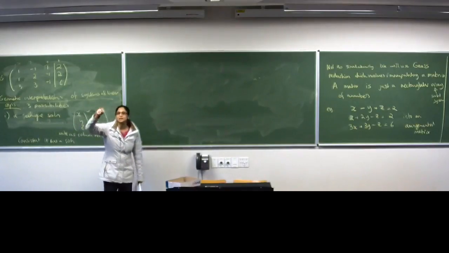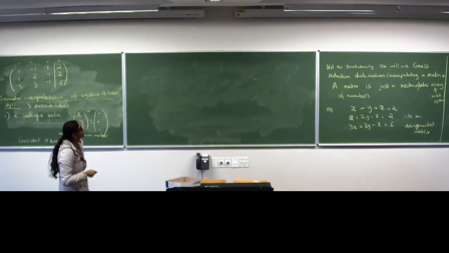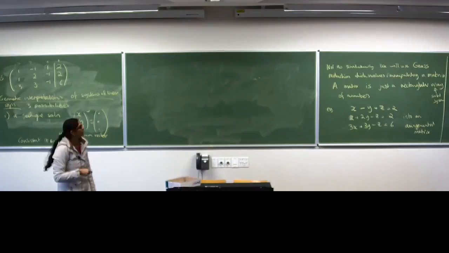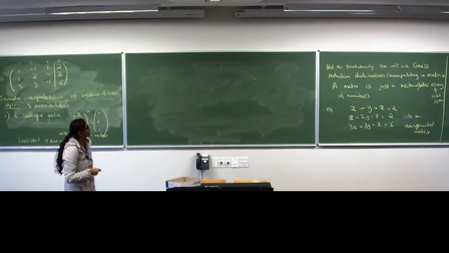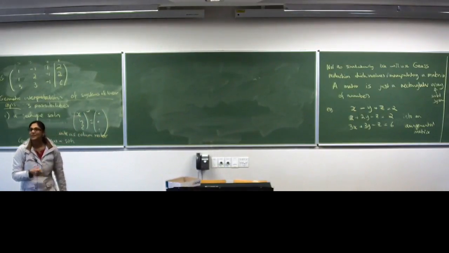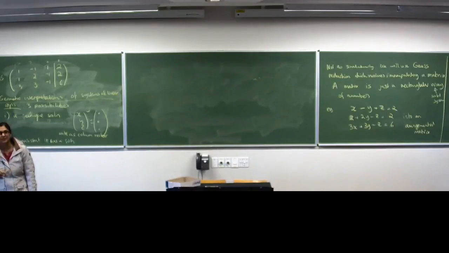There was a question. We will not do it simultaneously; we will use Gauss reduction, which involves manipulating a matrix. A matrix is just a rectangular array of numbers. Sorry, my handwriting's getting worse as the years go by. I thought it's supposed to get better, but it's getting worse.